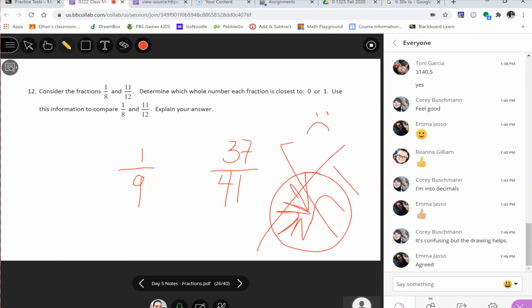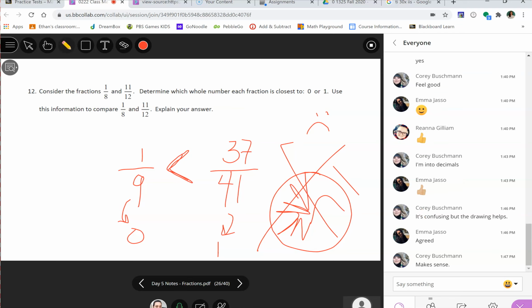But I can see that 1 out of 9 is closer to 0 and 37 out of 41 is closer to 1. So you can use that reasoning and skip the picture if the picture is awful, because MyMathLab just generates random numbers. So they might give you some yucky numbers. Or you could just do decimals for the final answer.